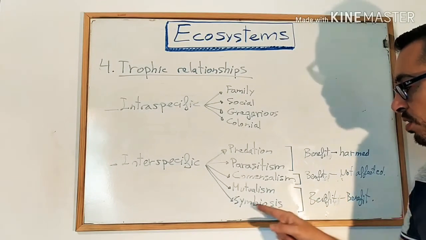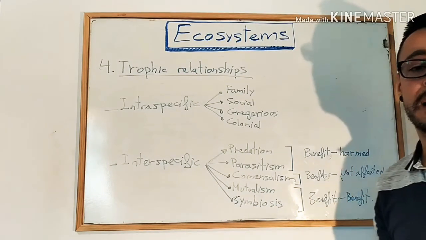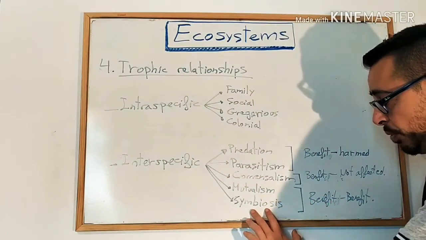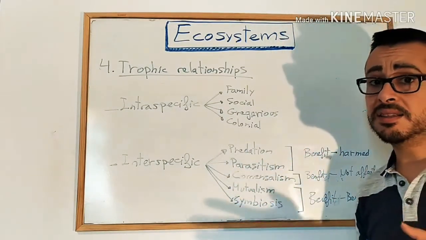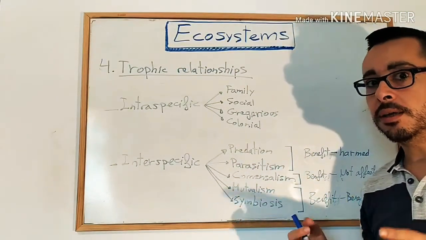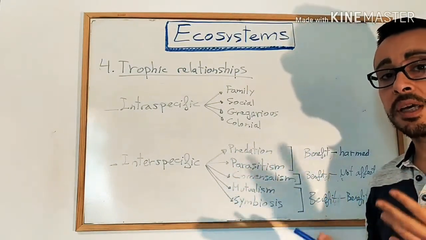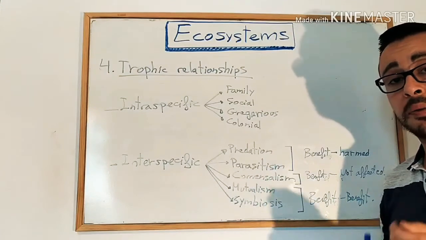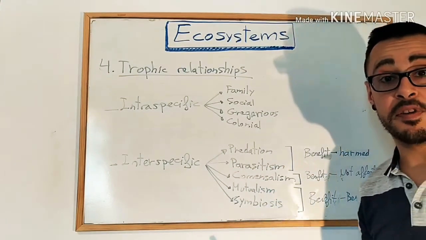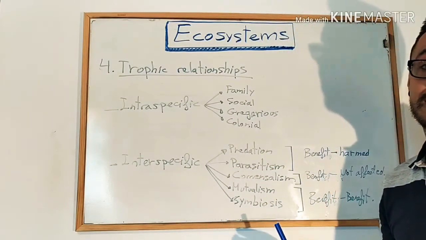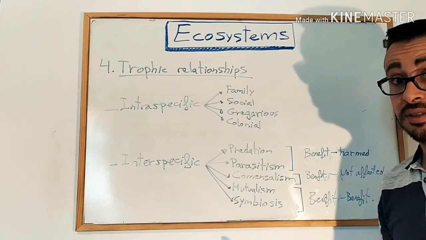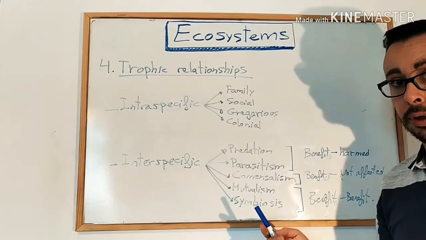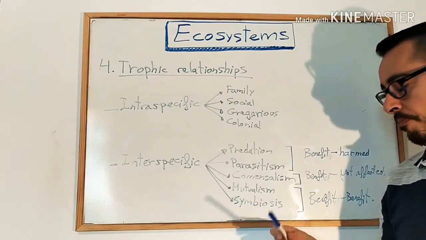So, an example of mutualism would be plants and some fungi. There are some fungi that help plants with feeding, and plants help them because they give them some nutrients. That's mutualism. They can live separately.